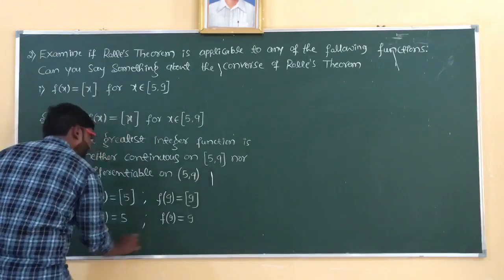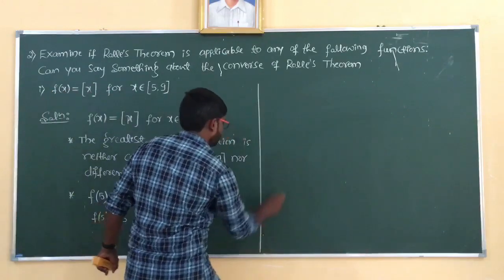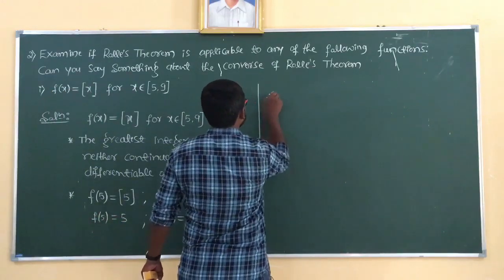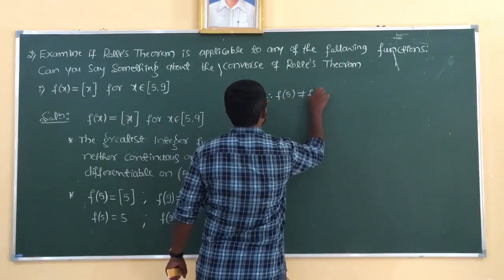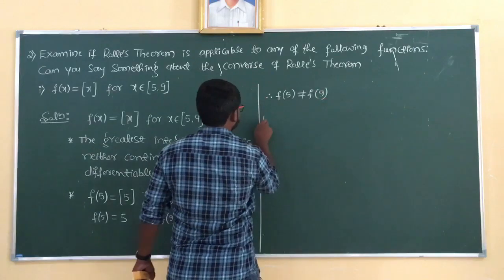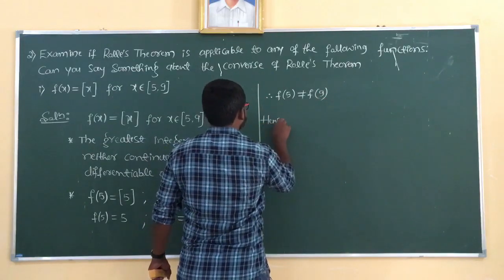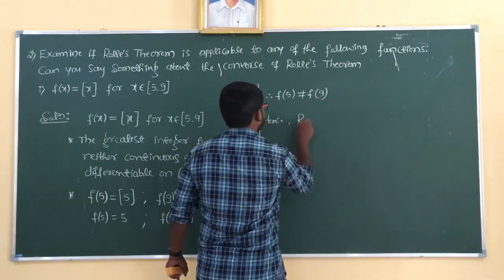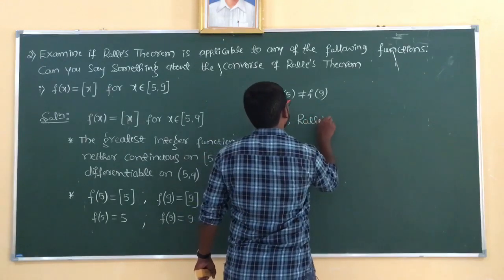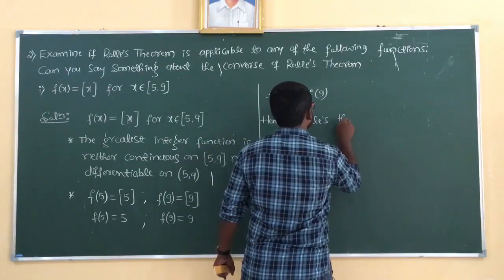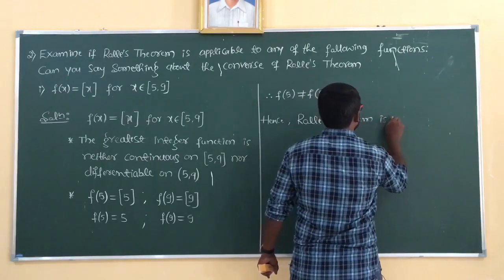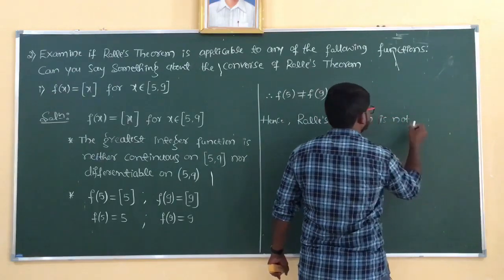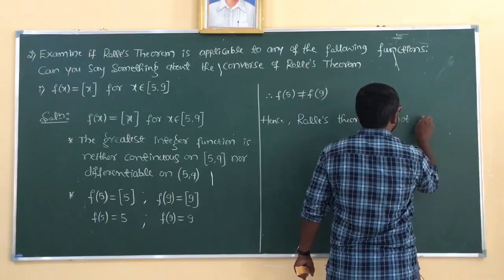Therefore, I will write here: therefore f of 5 is not equal to f of 9, hence Rolle's theorem is not applicable.